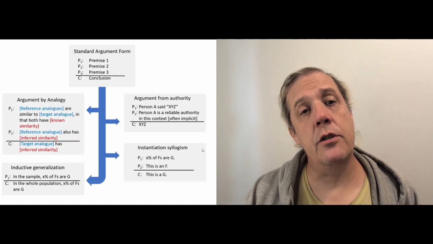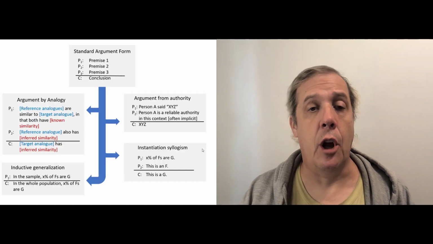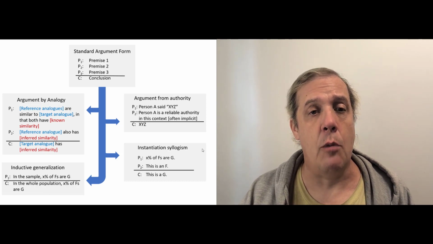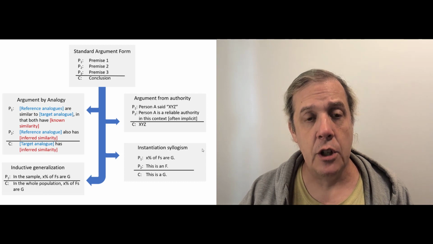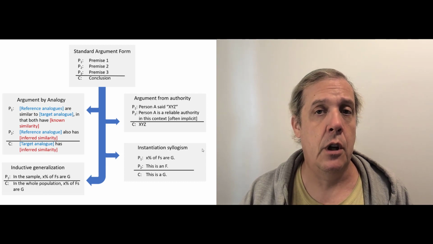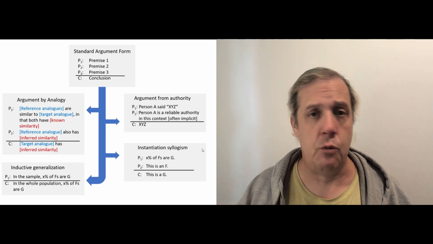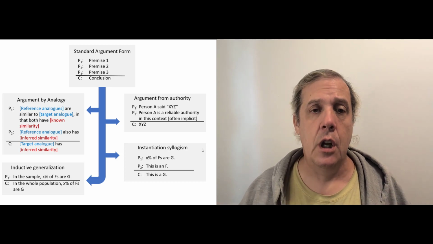So way back in class 2, I introduced the basic idea of an argument. And I taught you how to put it in standard form, right? You just list the premises, you draw a line, you write the conclusion. The main goal of this is to just help you keep track of what is premise and what is conclusion.